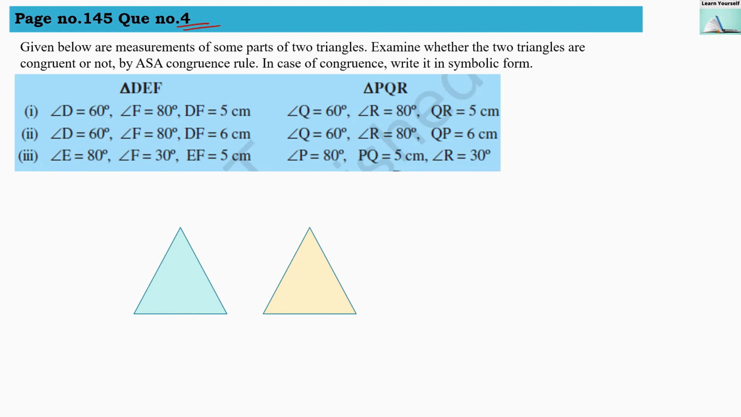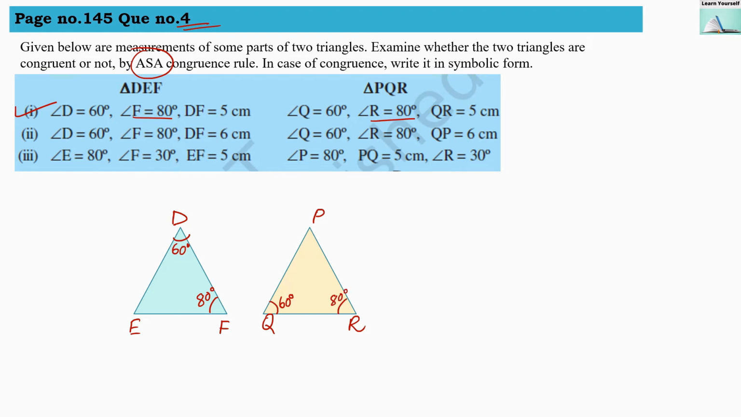Question number 4. Given below the measurements of some parts of two triangles, examine whether the two triangles are congruent or not, and we have to establish the angle side angle congruence rule. So let us take the first one. Our triangle is DEF and another triangle is PQR. Now let us check. Angle D is 60 degrees, then angle Q is 60 degrees. Then angle F is 80 degrees and angle R is 80 degrees.